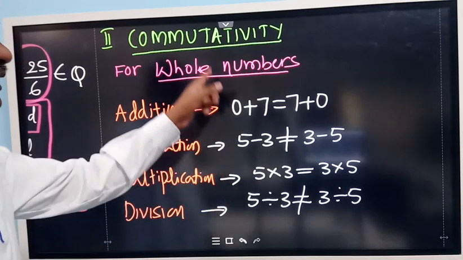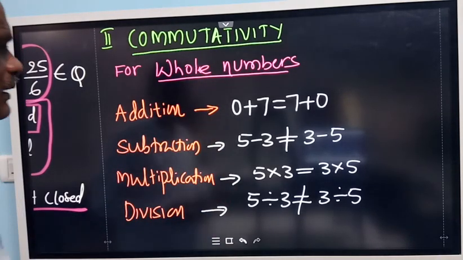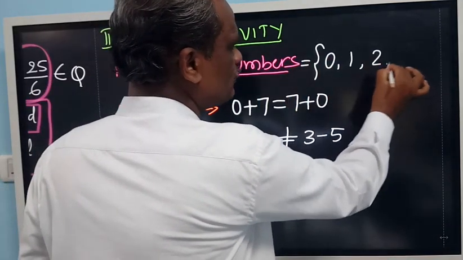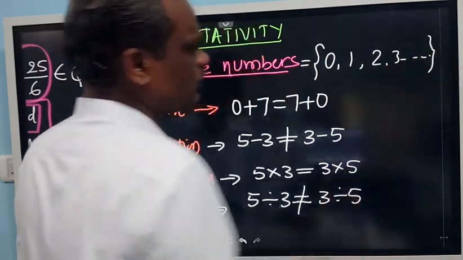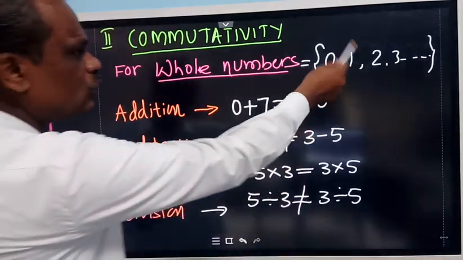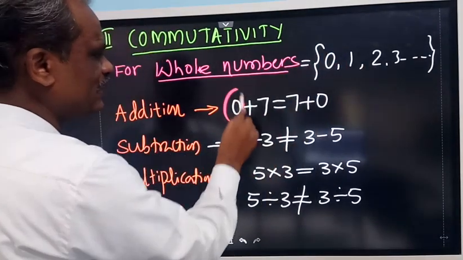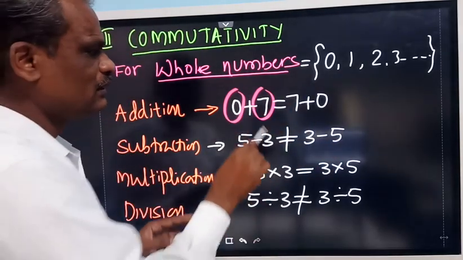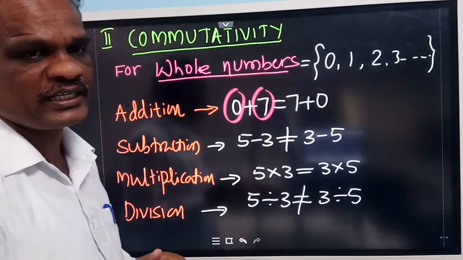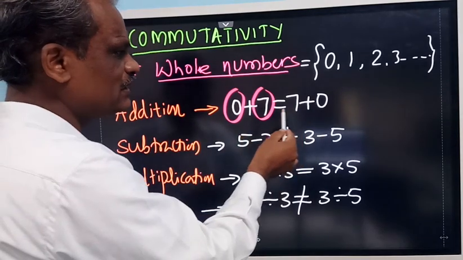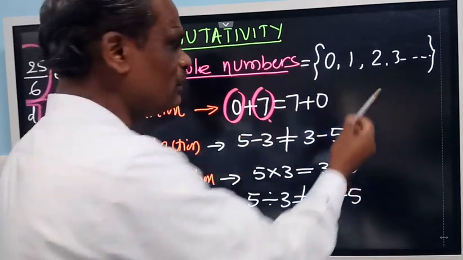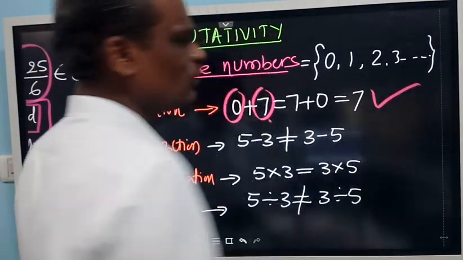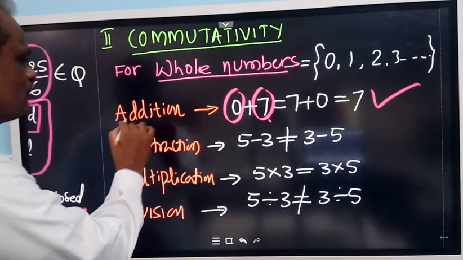Before that, let us see for the whole numbers. What is that commutative property? So commutative property of whole numbers. You know whole numbers are 0, 1, 2, 3 like that. It is going up to infinity. Now from this group you select any two numbers. I have selected 0 and 7. Add them. Interchange the numbers. Addends you are interchanging. 0 plus 7 becomes 7 plus 0. The answer is 7 only. So therefore it is commutative. Whole numbers are commutative under addition.